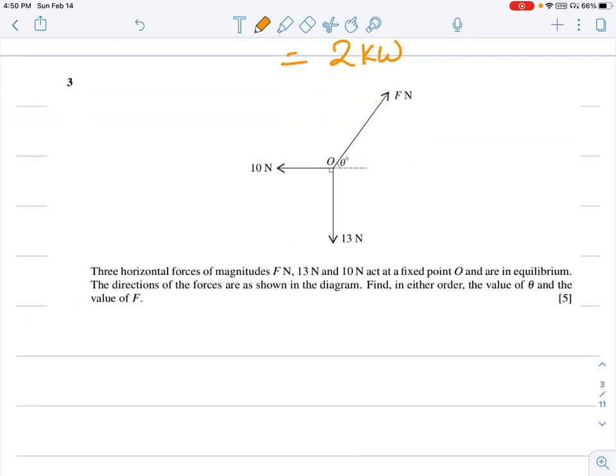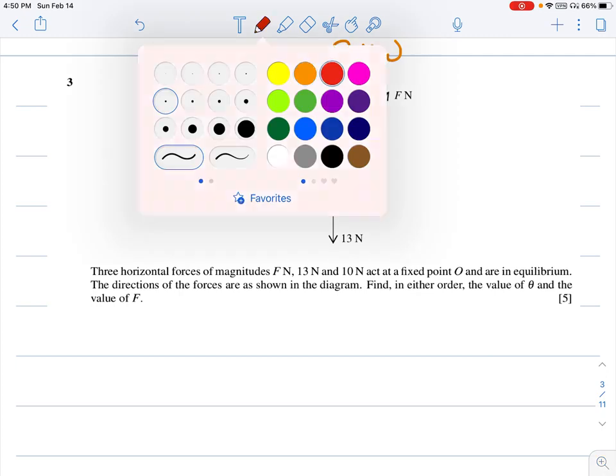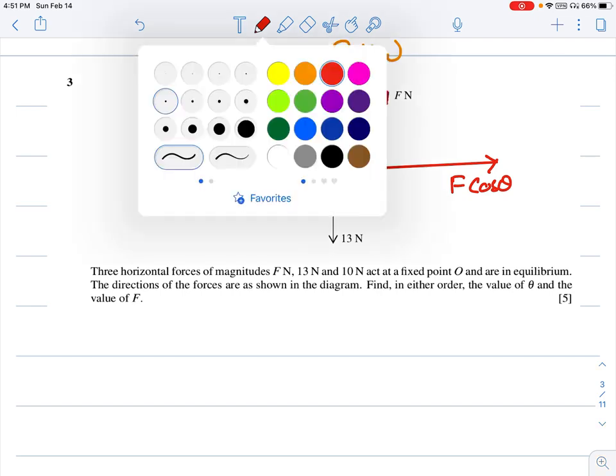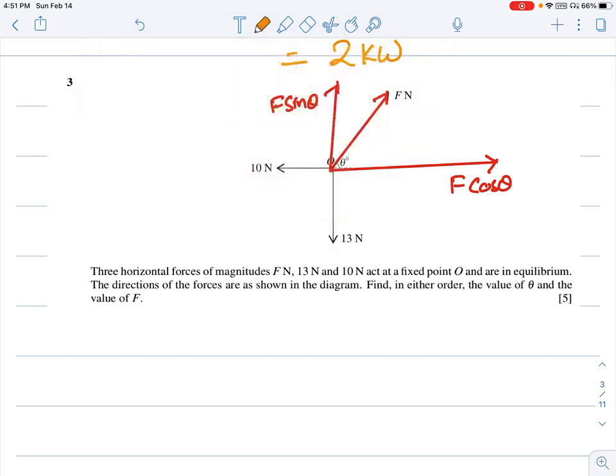Coming to the third question. As soon as you see this question, first resolve the forces without reading anything further. So F, I resolve into one horizontal and one vertical. So this becomes F cos theta, F sin theta. 13 newtons and 10 newtons I need not resolve because they are already perpendicular or horizontal.